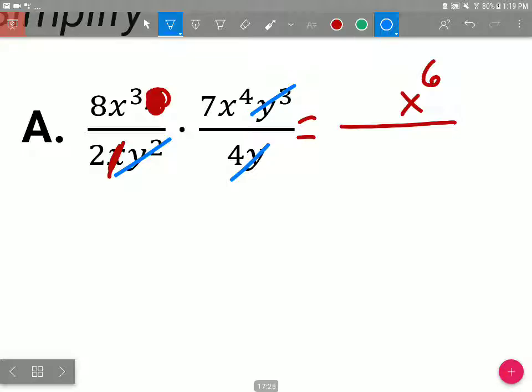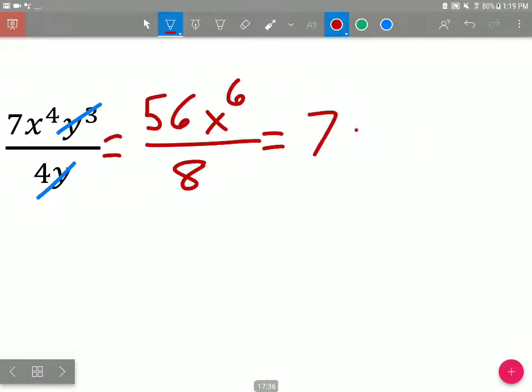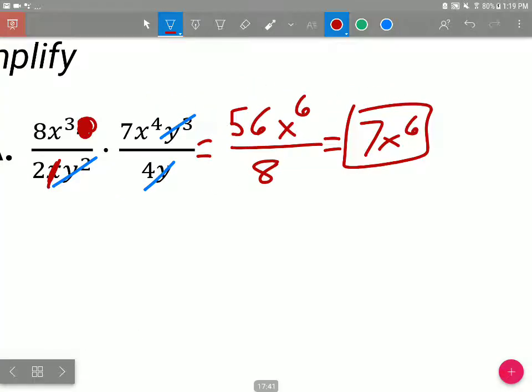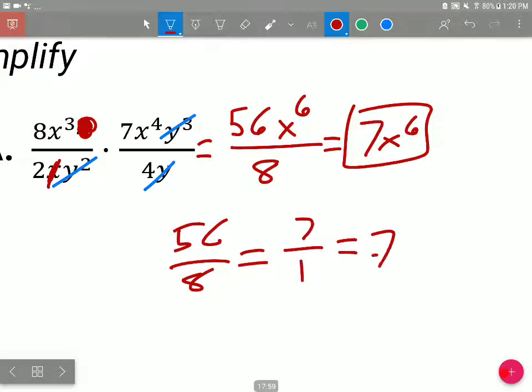All right, let's deal with the numbers. What's 8 times 7? I have no idea. 56. You should have that one memorized. What's 2 times 4? 8. Hey, what's 56 divided by 8? I'm bad at 7. So all of that boils down to a 7x to the 6th. Cool? So you just divide the 8 with 6? Yeah. But I just did 56 divided by 8. Or really, 56 eighths reduces down to 7 over 1, which is just 7. If that's how you want to think about it, that's fine too.